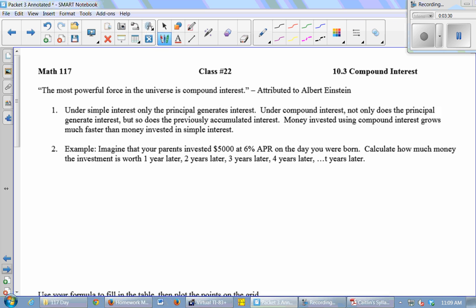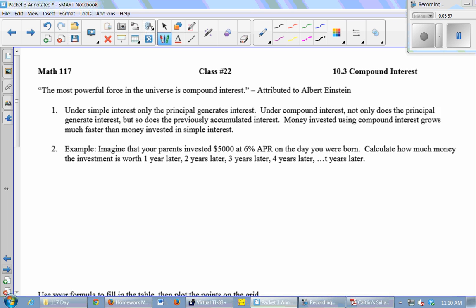So under simple interest, only your principal generates interest. So only your initial amount generates interest. But under compound interest, not only does the principal earn interest, but your interest earns interest. Any previously accumulated interest also earns interest. So money invested using compound interest grows much faster than money invested earning simple interest.